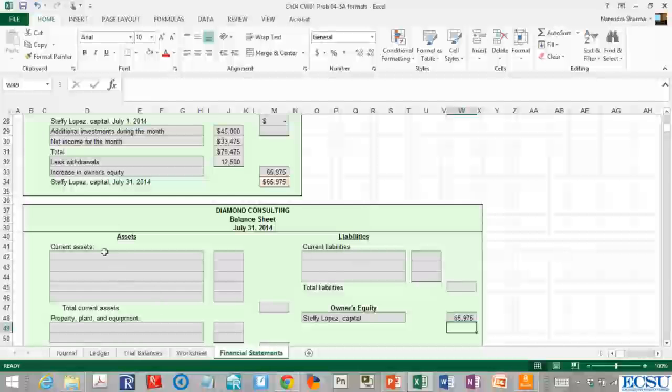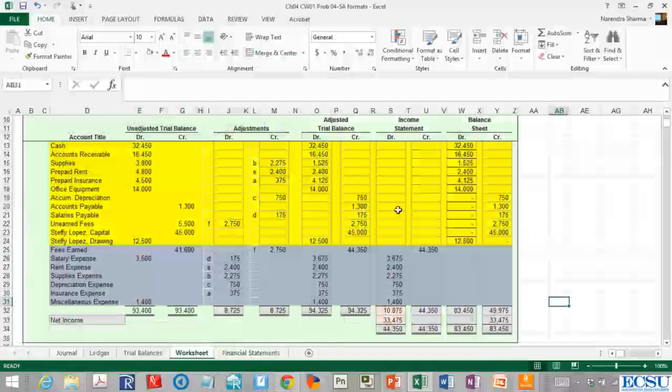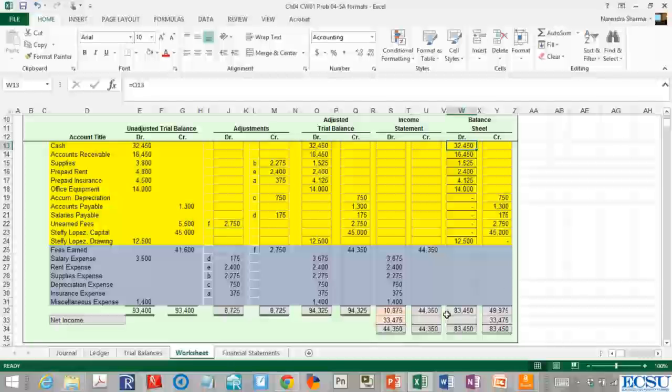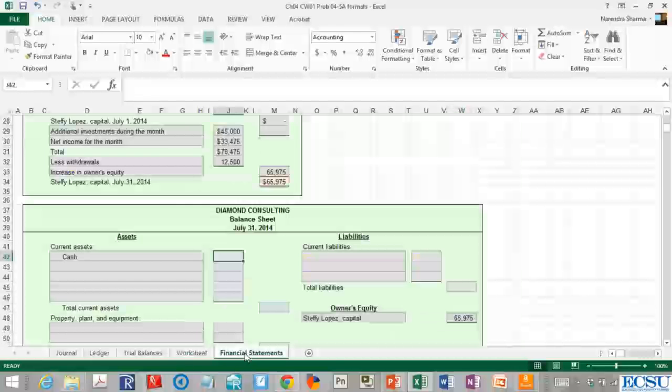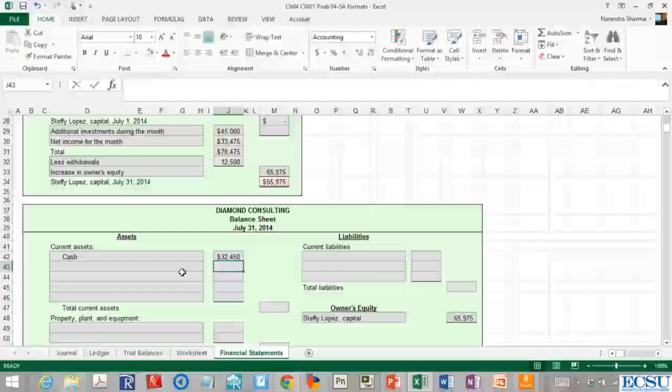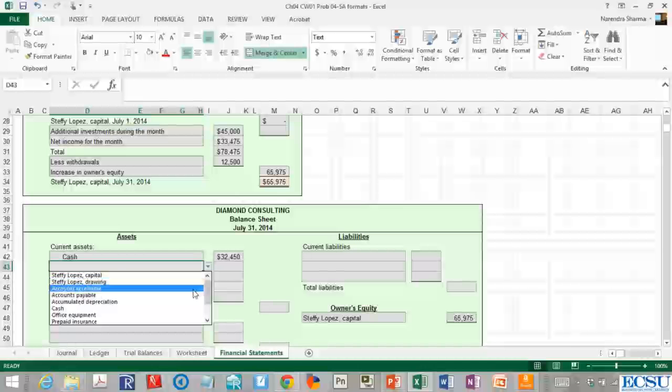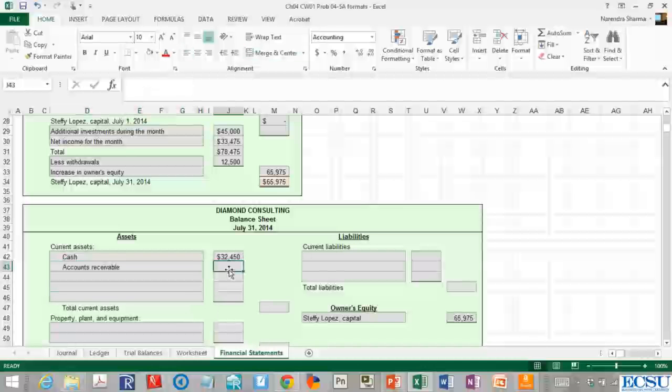Now current assets, of course, usually it starts with cash. And cash amount, if you see the worksheet, the cash amount is 32,450. And then next is the accounts receivable. So let's see, accounts receivable. Accounts receivable is 16,450. And then next is the supplies.